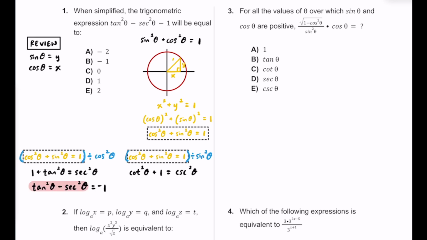So if we know this expression over here is equal to negative 1, then we should be able to take this expression right over here and substitute in negative 1. And if we do that, we're going to end up saying that we have negative 1 minus 1, which is equal to negative 2. A would be our answer choice for number 1. So while that was maybe a little bit more information than you might have been looking for for this number 1, hopefully that helps you out with some future problems as well.